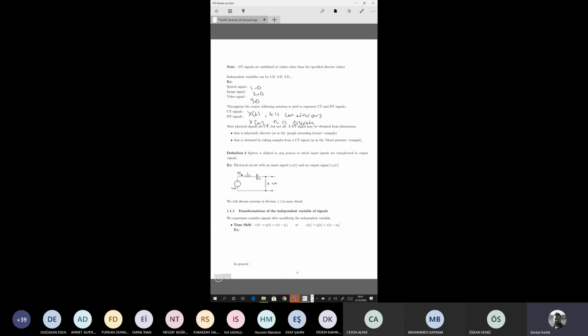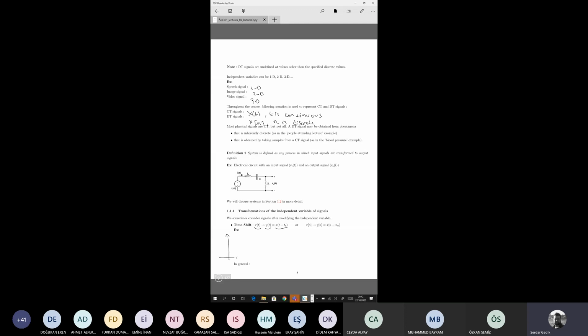The transformations of the independent variable of signals is an important idea. You can shift or you can scale, or apply a combination, or you can have some hybrid transformations on the independent variable of signals. The first example is a time shift. So I have the signal x of t, and I construct y of t by simply shifting the independent variable. So how does it look?